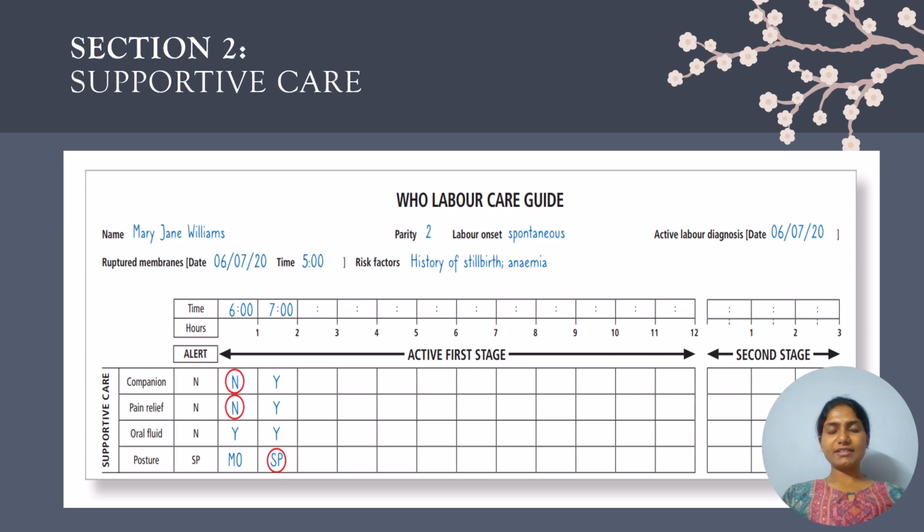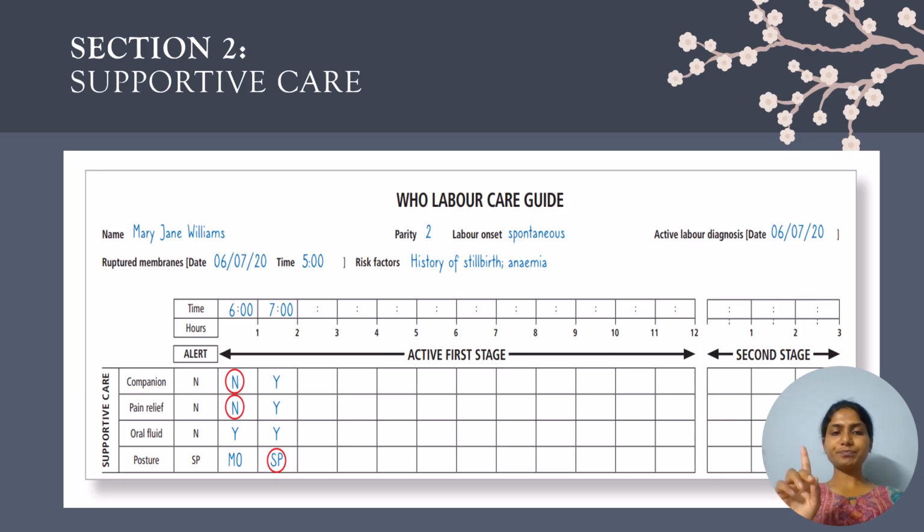The second important section is supportive care. So who is the birth attendant who is there? In all other sections, there is the horizontal column, that is the time column with hours. So if it is 6 o'clock, it is 1 hour; 7 o'clock, it is 2 hours. And there is the active first stage of labor and the second stage of labor. So what are the components of supportive care?